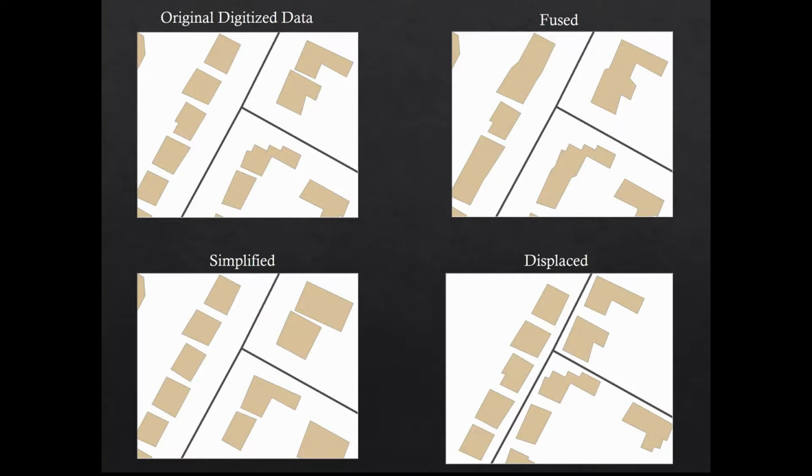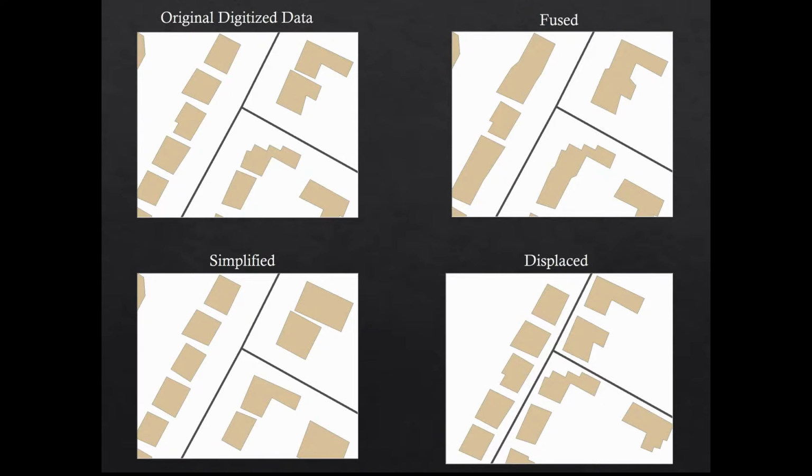For reference, the original digitized data is in the top left corner, and the top right corner is the first feature generalization method. The process of fusing is to combine the geometry of adjacent features that are close together. In this example, we have fused together 8 houses so that the fused data now only has 9 building structures, instead of the original 13. As you can imagine, if we zoom out of the fused data, we will still be able to understand the characteristics of those houses around the street intersection.